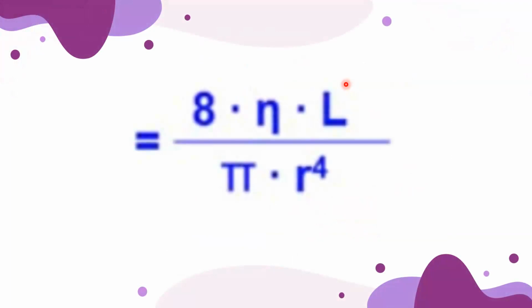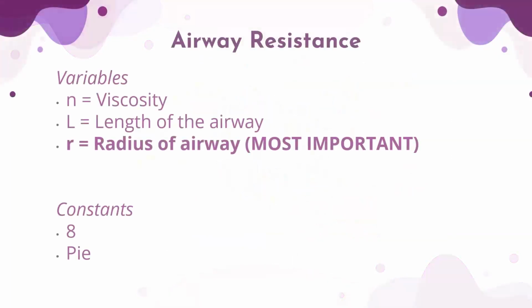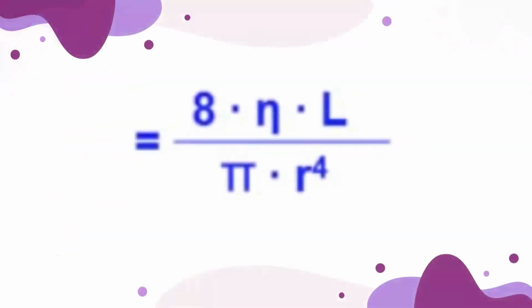So talking about the equation of resistance, we have some constants and we have some variables. Of course, these values aren't going to affect the resistance because they're constants. They're not going to change. What is going to change is the variables, okay? And you have three. You have viscosity, length of the airway, and radius of the airway, and this is the most important. Why is that? It's because you can see here that in the equation, the radius has an exponent or a power of 4. So even a very tiny change in radius will produce a very, very large change in resistance, okay?